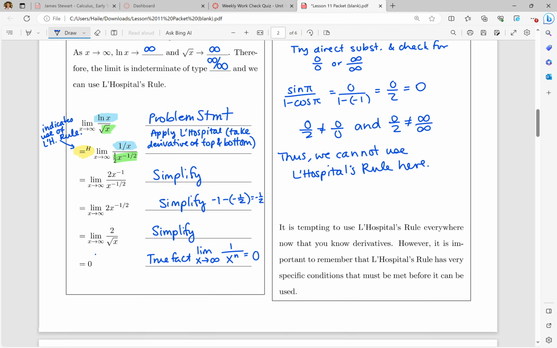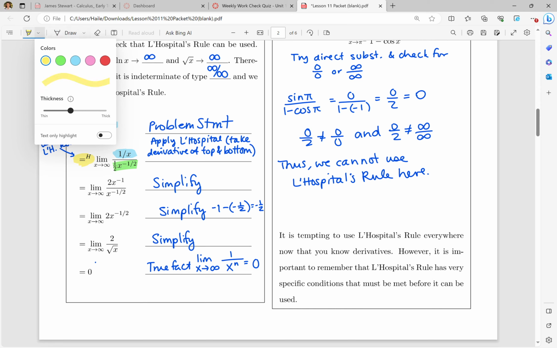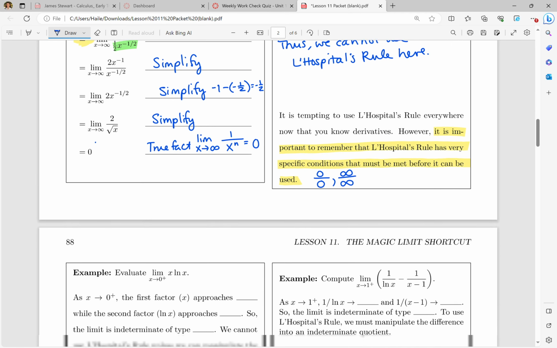So it is tempting to use L'Hopital's rule everywhere now that you know derivatives. So it's easy to look at a limit problem and just say, well, if I just started taking derivatives of this top and bottom, it'd be really easy to get the limit. But it's so important that I'm going to highlight this again. It is important to remember that L'Hopital's rule has very specific conditions that must be met before it can be used. So once again, we can only use it in the case of quotients that substitute to 0 over 0 or infinity over infinity. Okay, so that's the very first step. Every single time you must check for that.